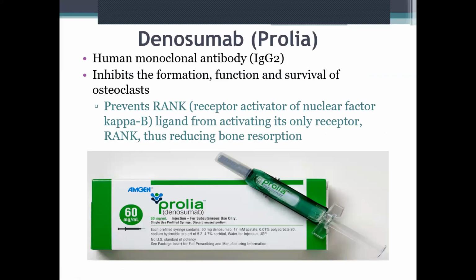You're all familiar with Prolia. Again, it's a very popular agent for osteoporosis treatment. It's convenient, a 6 monthly subcutaneous injection. So it's a human monoclonal antibody. It inhibits the formation of osteoclasts. So again, very convenient. It actually prevents the RANK ligand from activating its receptor. So it's an anti-resorptive agent.